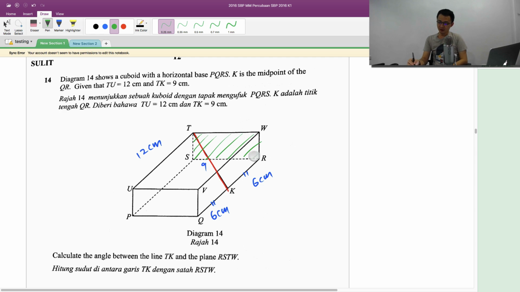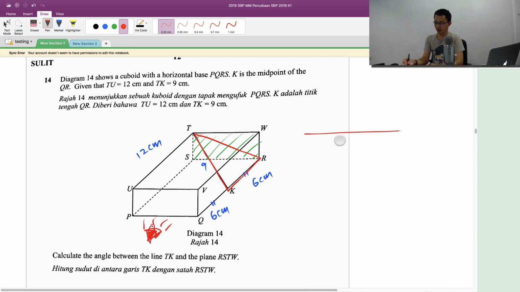Now if TK must have a shadow on TSRW, I have to imagine I have a spotlight here, and the spotlight will give TK a shadow on the plane TSRW. So you should be able to see the shadow line is this one, T to R. Obviously, because T is on the top and K is at the bottom, it crosses to the bottom, so the shadow should look like that. Then this one is my right angle triangle.